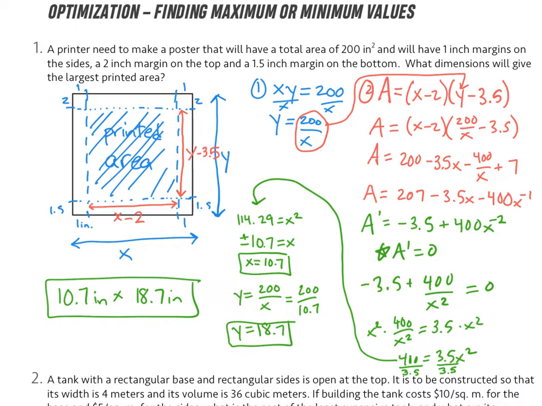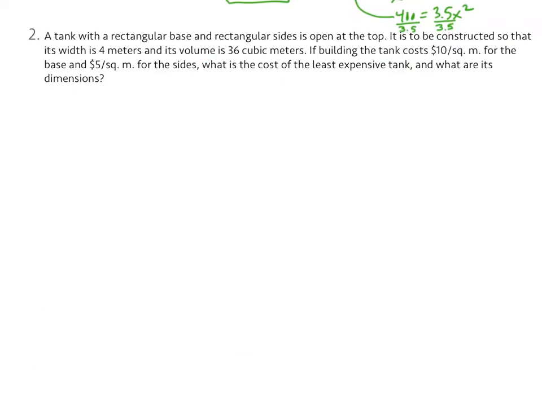Number 2, a tank with a rectangular base and rectangular sides is open at the top. It is to be constructed so that its width is 4 meters and its volume is 36 cubic meters. If building the tank costs $10 per square meter for the base and $5 per square meter for the sides, what is the cost of the least expensive tank and what are its dimensions?